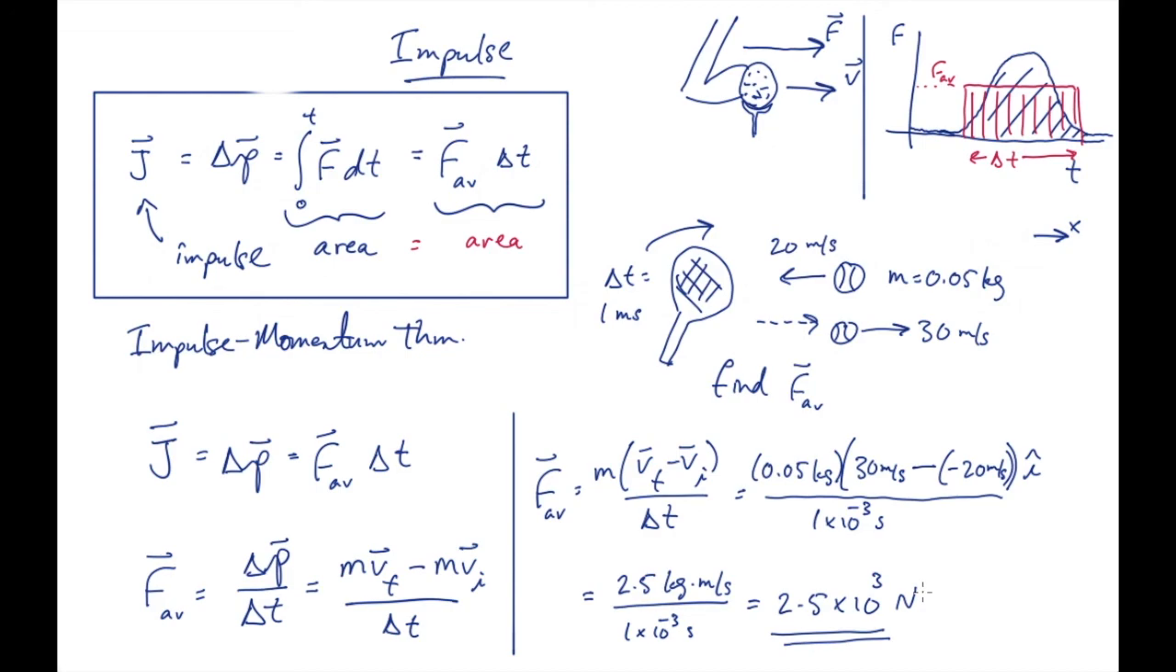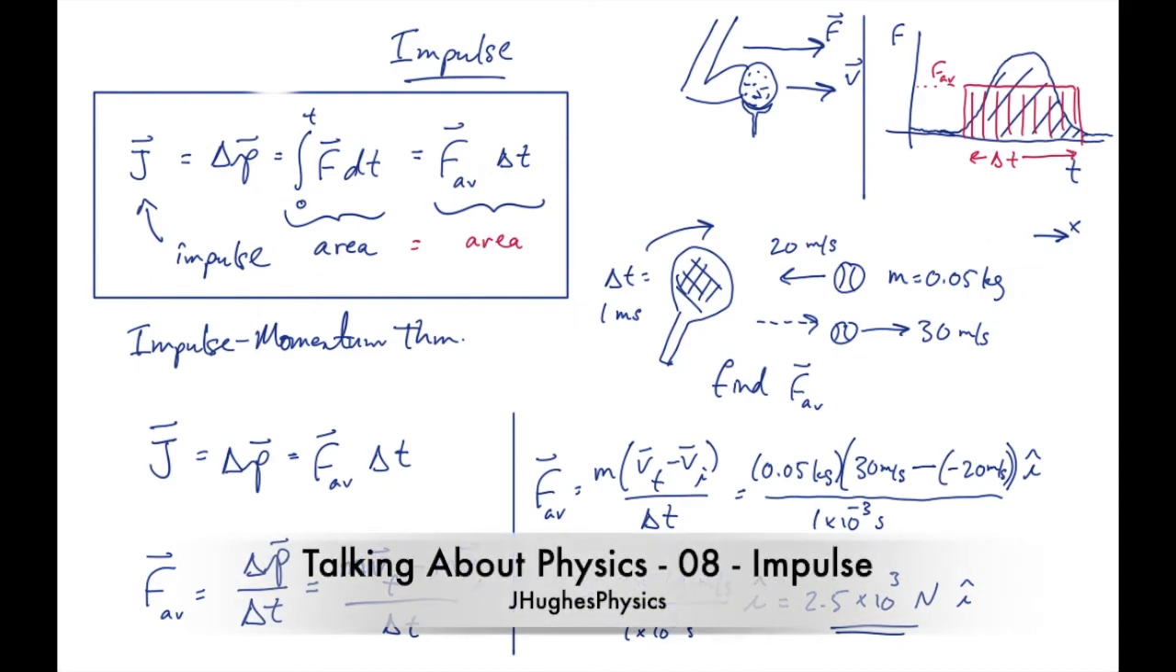So let me back this off, and here's what I need to do. I need to keep my i hat right there. And then I can write this as 2.5 times 10 to the third newtons in the i hat direction. So I have a force of 2.5 kilonewtons, and this tells me that it's going in the positive x direction. The force of the racket on the ball was this way. That's the direction that the force was in. All right. I'll stop again, and we'll move on to some examples.